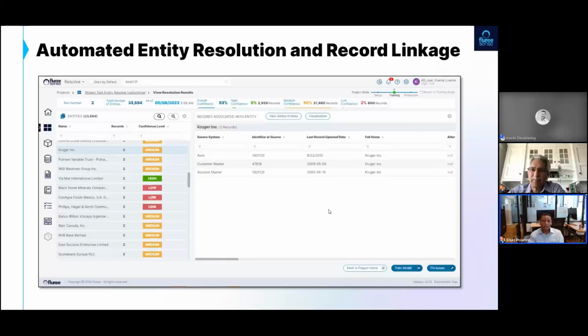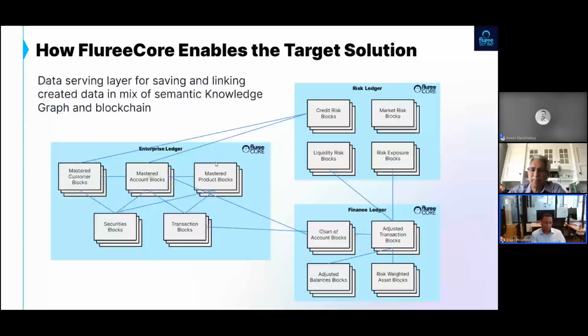Now, once we do that, the next step is to publish this into Fluree Core. And in Fluree Core, the idea of the concept here, and I want to come back to the question on the fabric, is don't think about this like a traditional relational database. Think about this, as I mentioned before, as a mix of knowledge graph and blockchain.